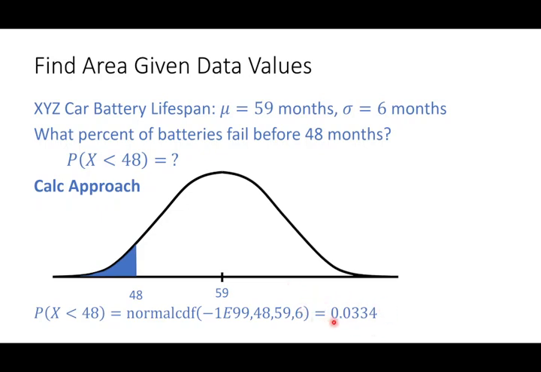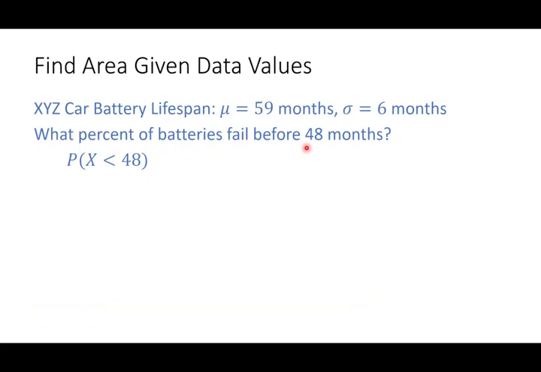What does this answer mean? This is a proportion out of 1, or if you convert it to a percent, it would be 3%. Now this is asking for percent, so 3% of batteries fail before the 48-month period. And you're actually done with that problem.